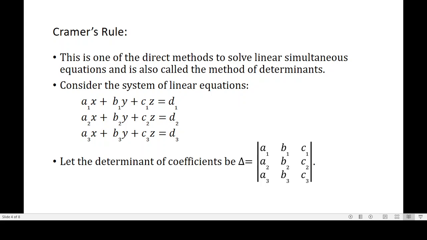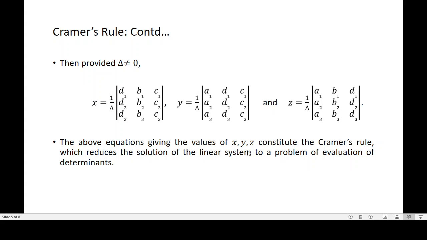So x is equal to 1 by delta into the determinant in which the first column elements are d1, d2, d3. The second and the third column elements remain the same. They are not changed. So evaluate the determinant, divide it by delta, that gives the value of x.